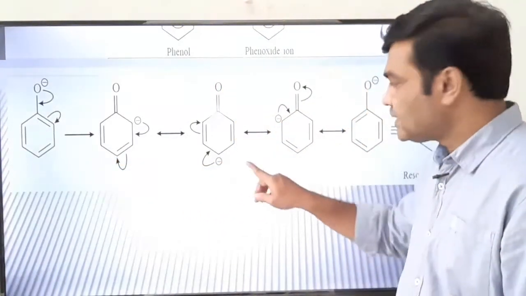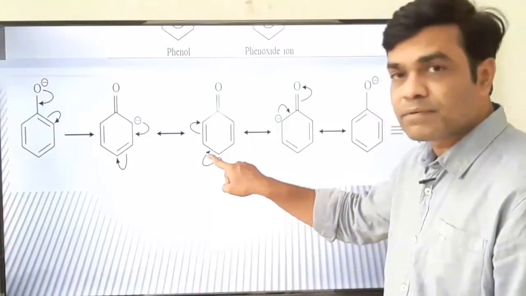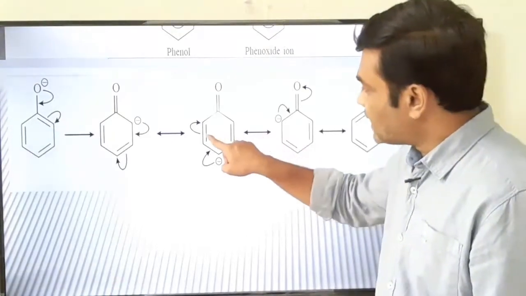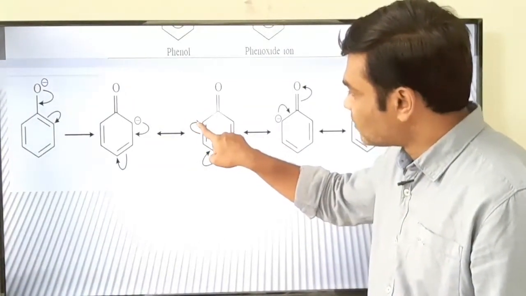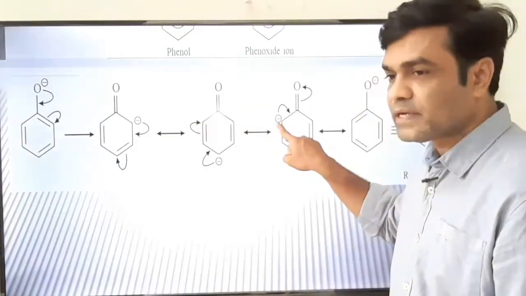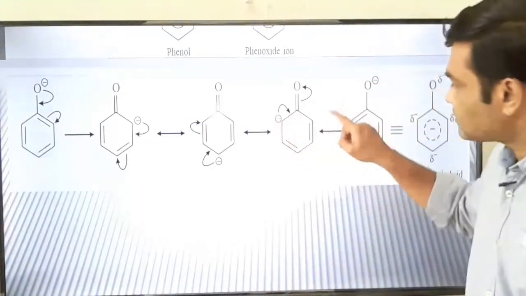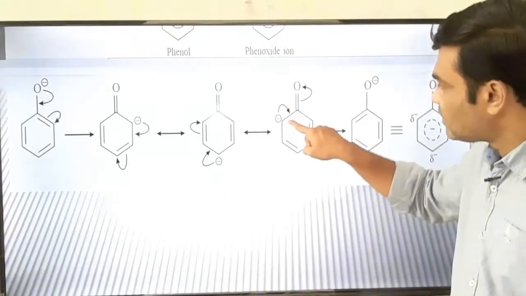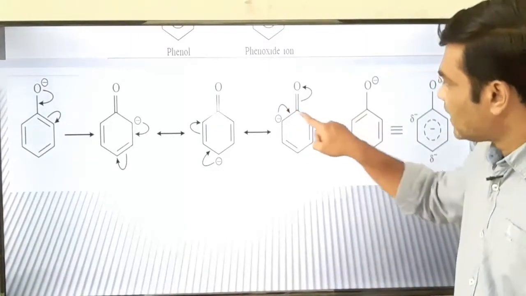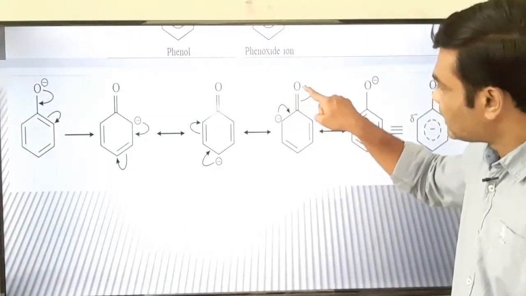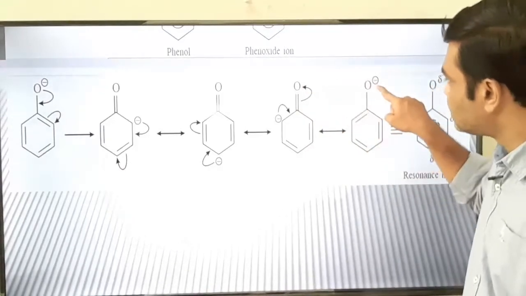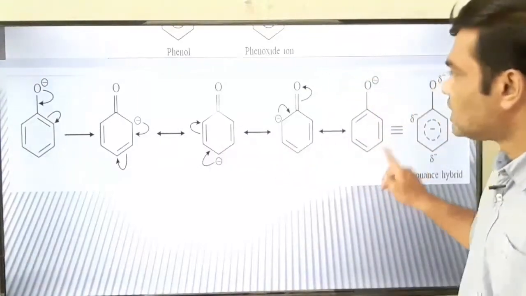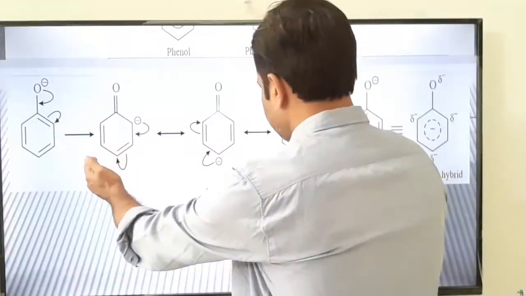Again on the same basis, shift these 2 electrons here, a new bond will form. At the same time, these pi bonded electrons will open here on the ortho position, and the negative charge will be created here. Then shift this negative charge, these 2 electrons here, a pi bond will form here, you can see. And at the same time, these pi bonded electrons will open on the oxygen, and oxygen will have the negative charge. Meaning you get the same structure as this. These 3 are the resonating structures.